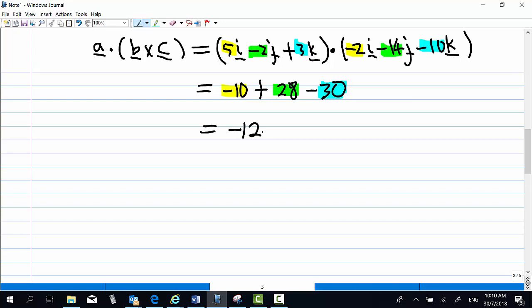So if you want to find the volume of the parallelepiped formed by A, B, and C, you just take the absolute value.